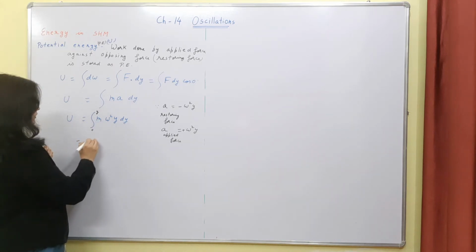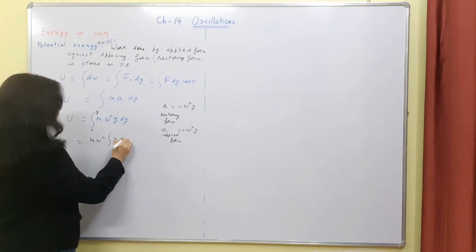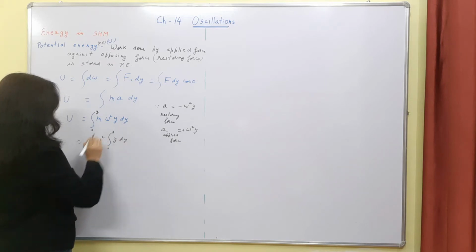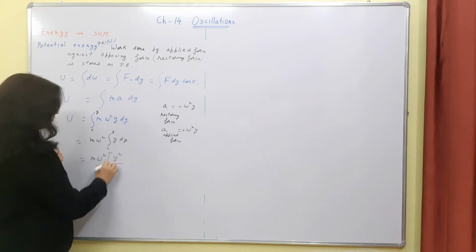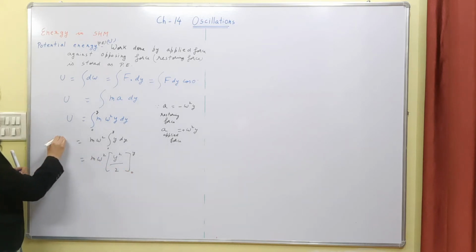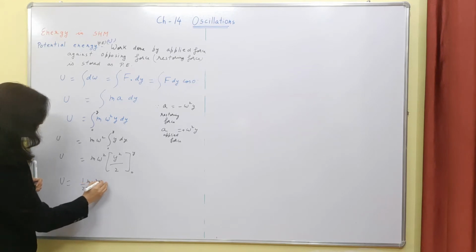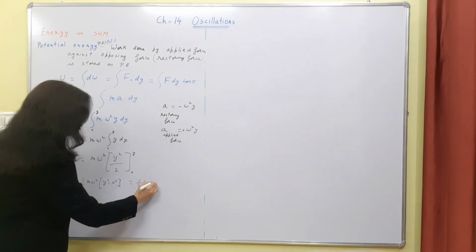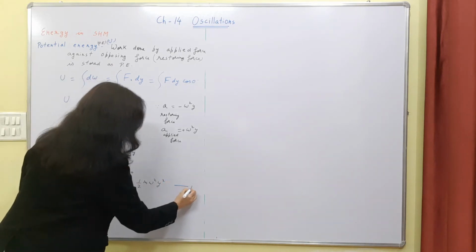So whatever it is, this will be m omega square, which will be taken outside the integral sign, and this will be y dy, integration 0 to y. So this will be m omega square, integration of y is y square upon 2, and limits will be 0 to y, and this will be U. So this will be half m omega square into y square minus 0 square. So this gives me half m omega square y square, right, at any instant, obviously. So this is equation 1.